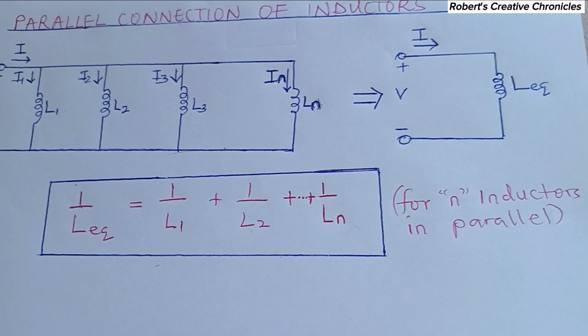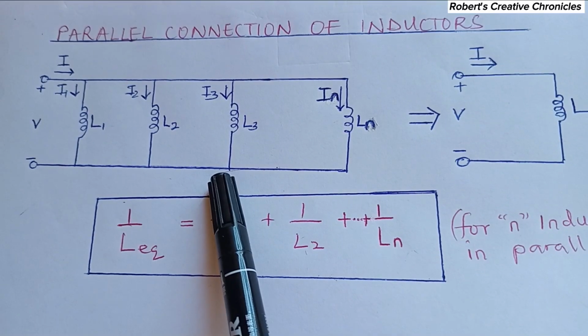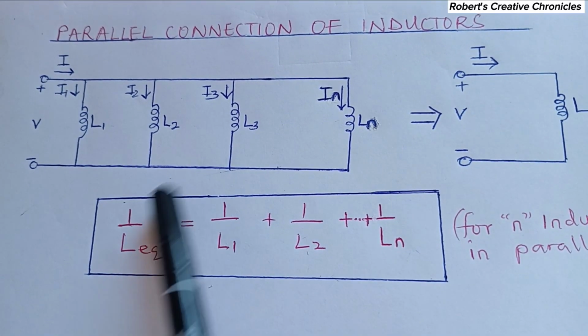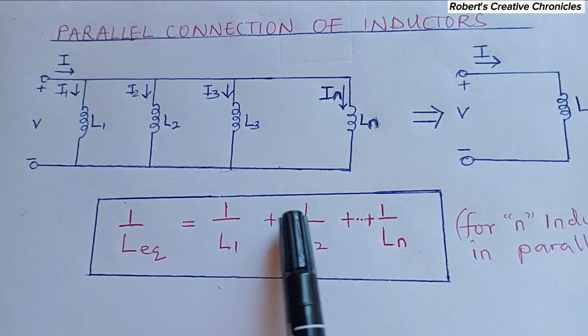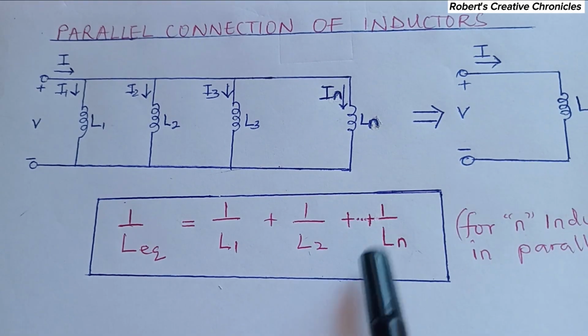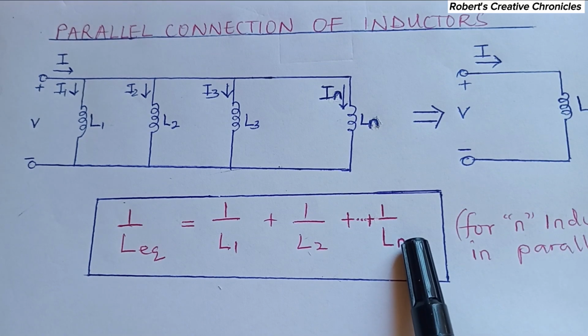So this is the formula you use. Any number of inductors, even if they are 20 or 100, when they are connected in parallel, this is the formula to use: 1 over Leq equals 1 over L1 plus 1 over L2 plus 1 over L3 plus 1 over L4, going till the last number is reached.